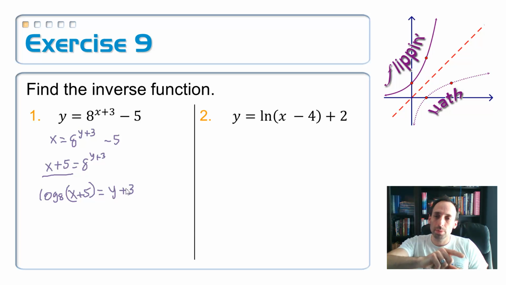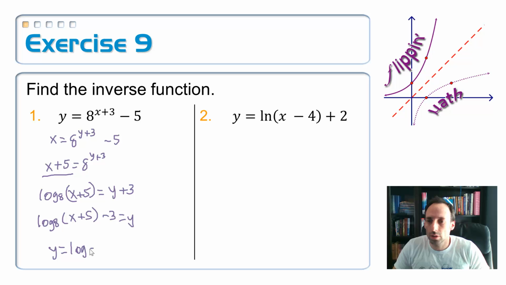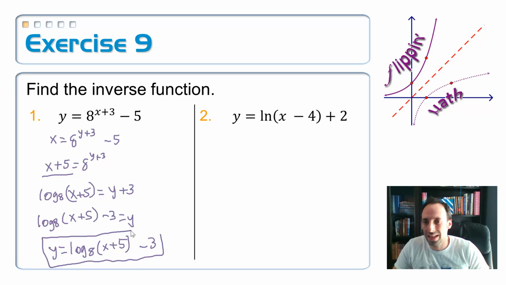Okay, one more step. Let's subtract the 3 over to the other side, and I get log base 8 of x plus 5. That part's in parentheses, and the minus 3 is outside the parentheses. It's equal to y. All right, and I don't like it in that order. I like y first. You like that too? Yeah, probably. So y is equal to the log base 8 of x plus 5, close parentheses, minus 3. There it is. Here is the inverse of that exponential equation.